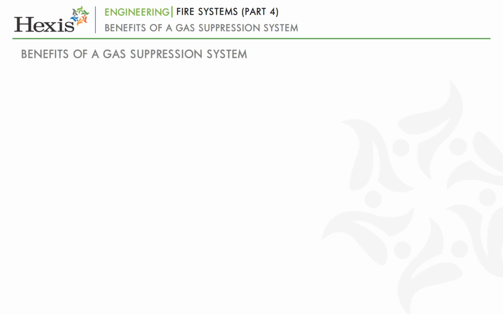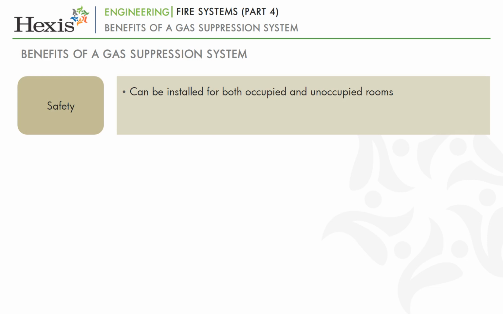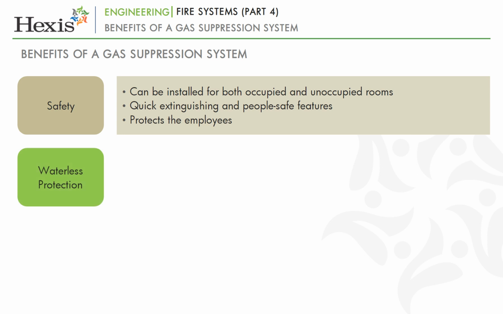The main benefits of a gas suppression system are as follows. Safety. A clean agent fire suppression system can be installed for both occupied and unoccupied rooms. In combination with its quick extinguishing and people-safe features, this system makes a strong case for protecting the most valuable resources, the employees.